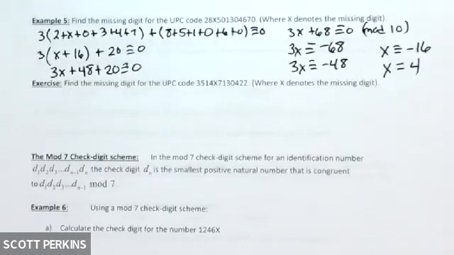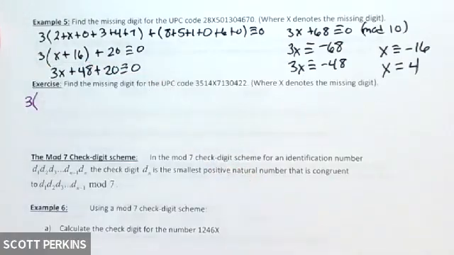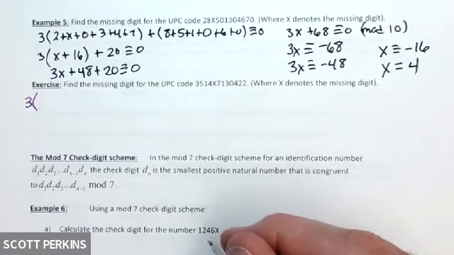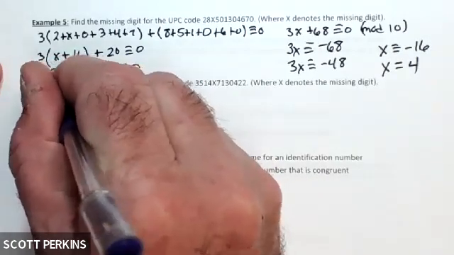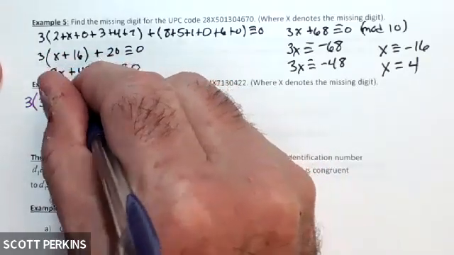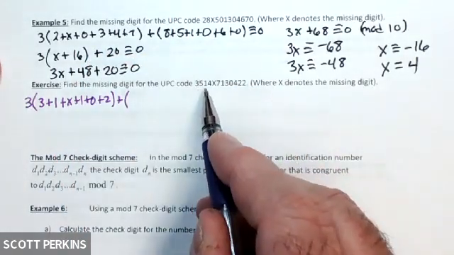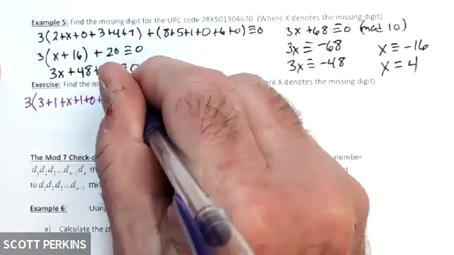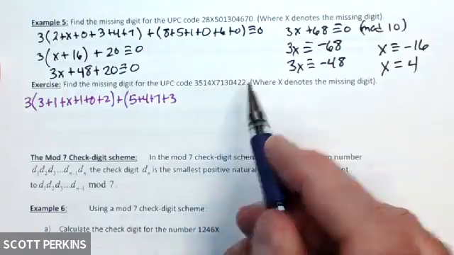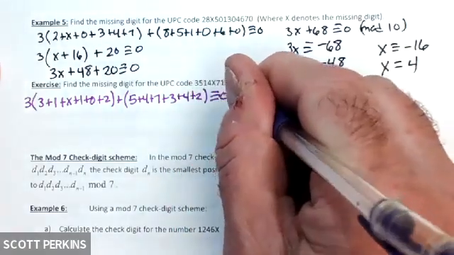So this time my digit is in the 5th spot. So once again, I'm going to take 3 times the sum of the ones in the odd positions. So that's going to be 3 and 1 and X and 1, and then 0 and 2. And then I'm going to add up the ones in the even positions. So that's 5 and 4 and 7 and 3, and then 4, 2. That has to be congruent to 0 mod 10.